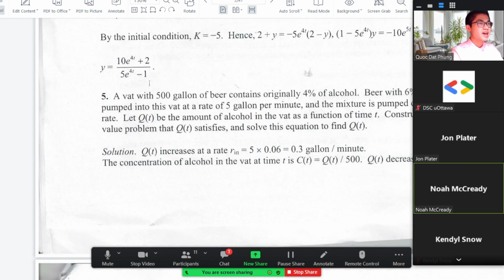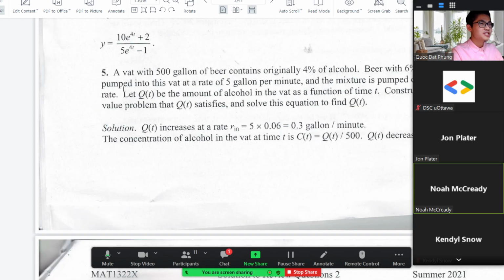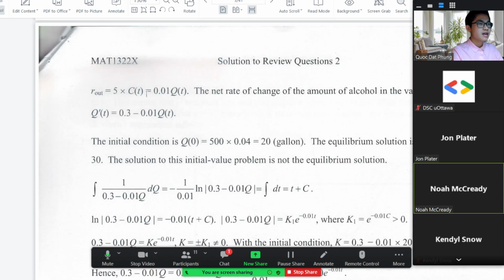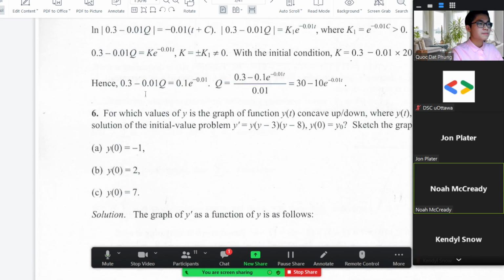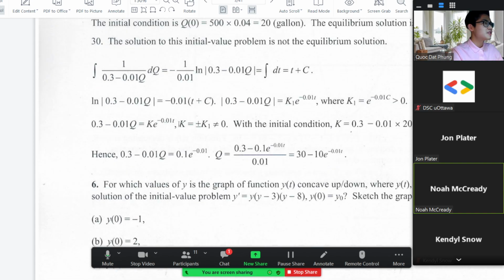And then question 5 is the one that I really want to focus on because it's about alcohol. It's like pouring alcohol into a tank, but it's also leaking at the same time. And what's the equation to solve that? So that's question 5. Hopefully that's enough for this workshop.